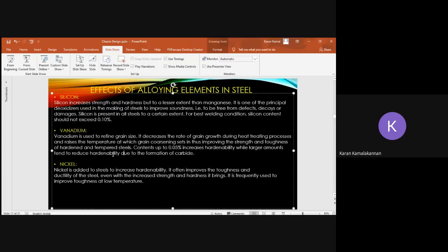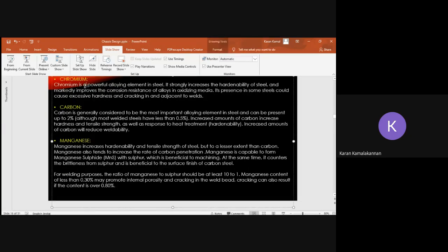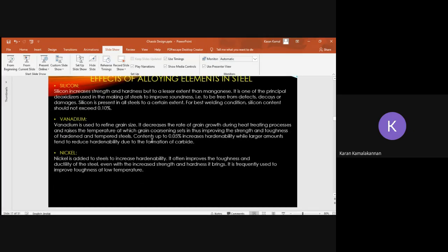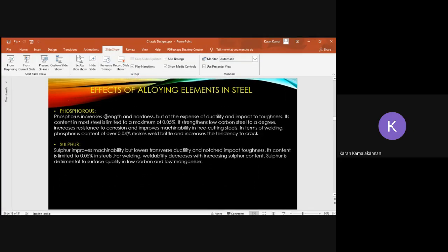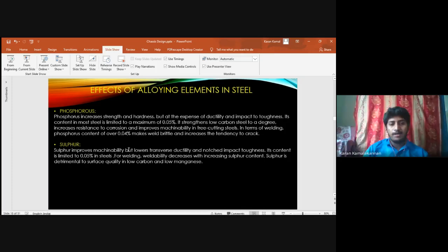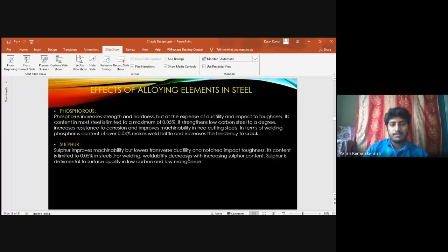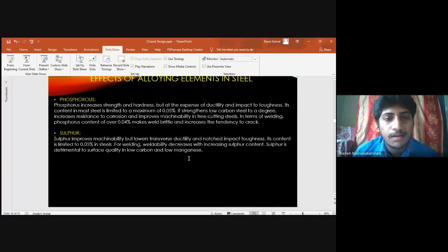That is the purpose of the alloying elements. Majorly we will be having chromium, carbon content, and somewhat manganese. We also have two more elements, phosphorus and sulfur, which are added to the steel. They affect toughness, and their content in steel is limited to 0.05%. If we increase it more than that, there is a tendency to crack. Sulfur, as we already saw with manganese, helps in machining. So that is the thing.